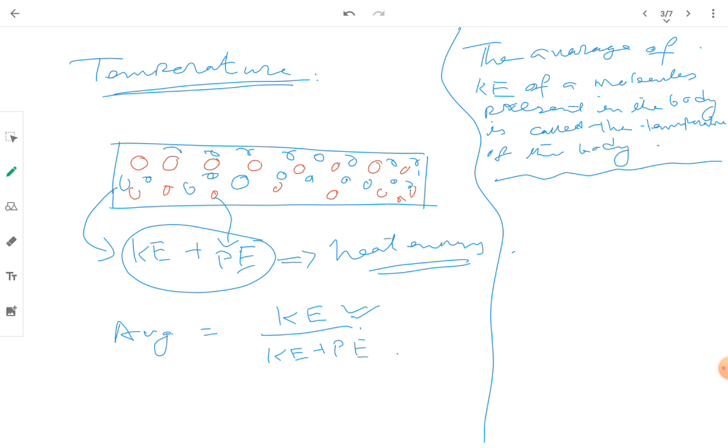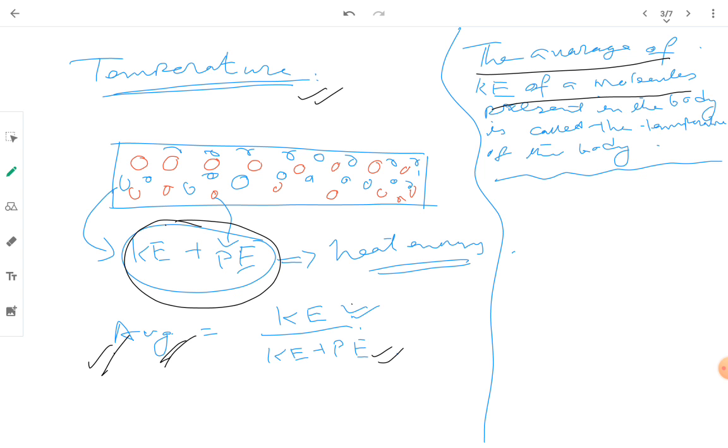Now again, what is the temperature? Temperature is not a sum but an average of kinetic energy. The total energy is kinetic energy plus potential energy; the sum is known as heat, and the average of kinetic energy is known as temperature. The average of kinetic energy of the molecules present in the body is called the temperature of the body.